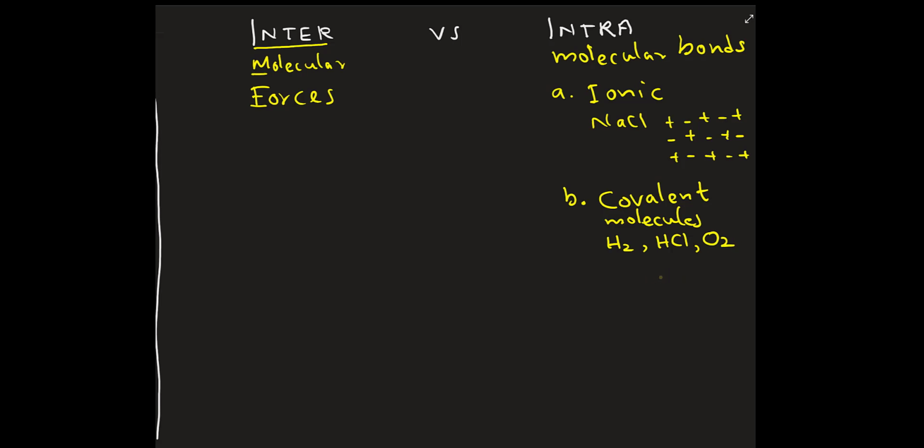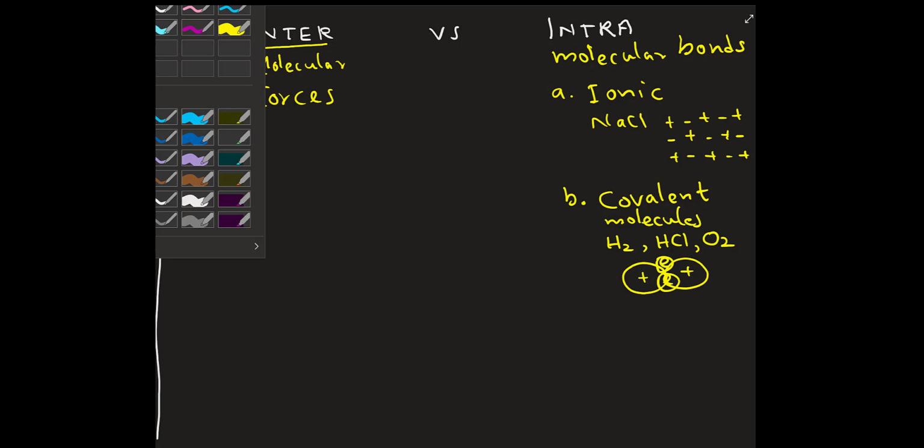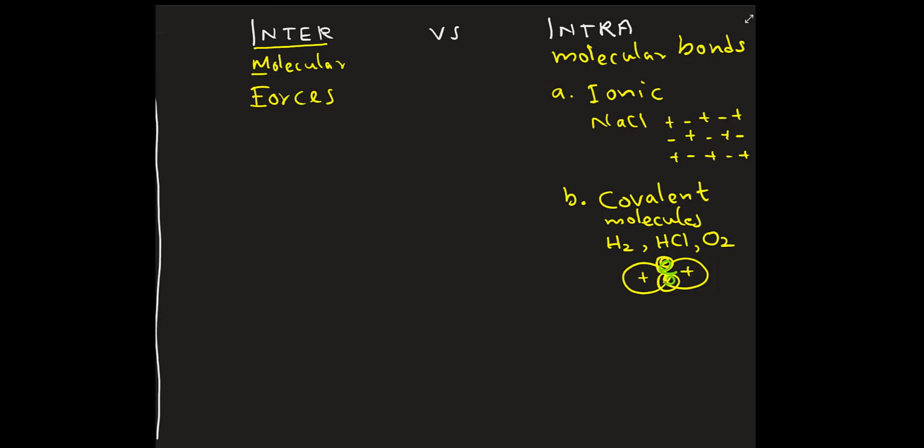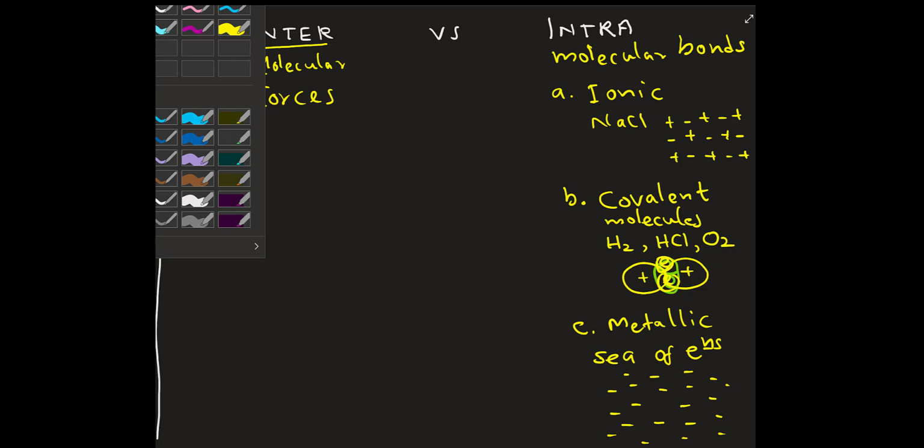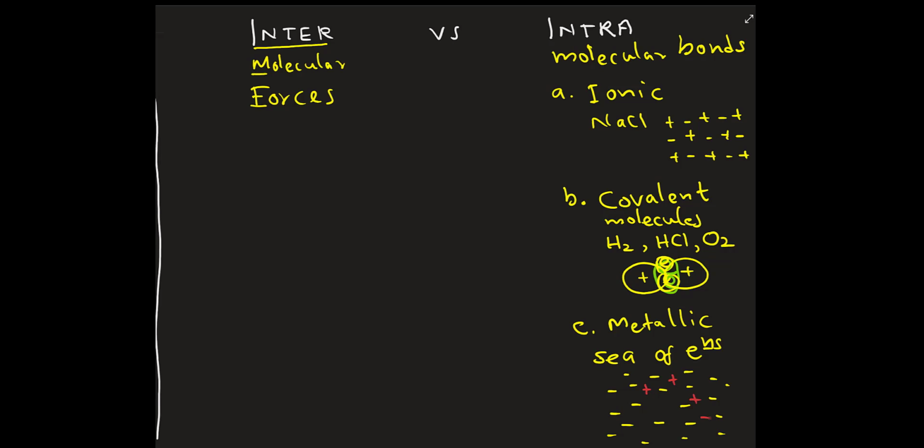These ones actually share electrons, with the two nuclei on each side and the two electrons in the middle making a covalent bond. So these are intra. Then another intra bond is metallic. It's called the sea of electrons, and the cations, something like aluminum, are submerged, happily swimming around in this sea of electrons. So that's metallic bonding.